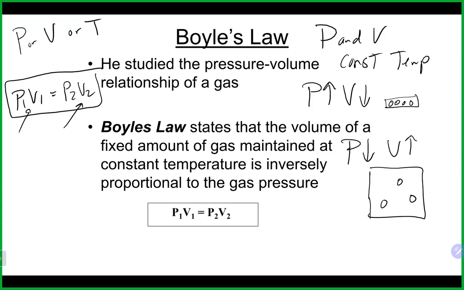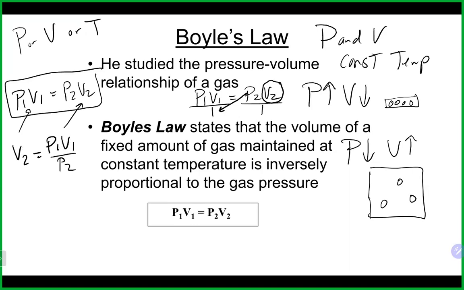And by the way, to move this across the other side, with all these gas laws, you could think of it as a fraction. If you need to move something to the other side, it always ends up in the opposite location. So let's say I wanted to solve for V2. P2 is up on top, it ends up on the bottom, and V2 would equal P1V1 divided by P2.